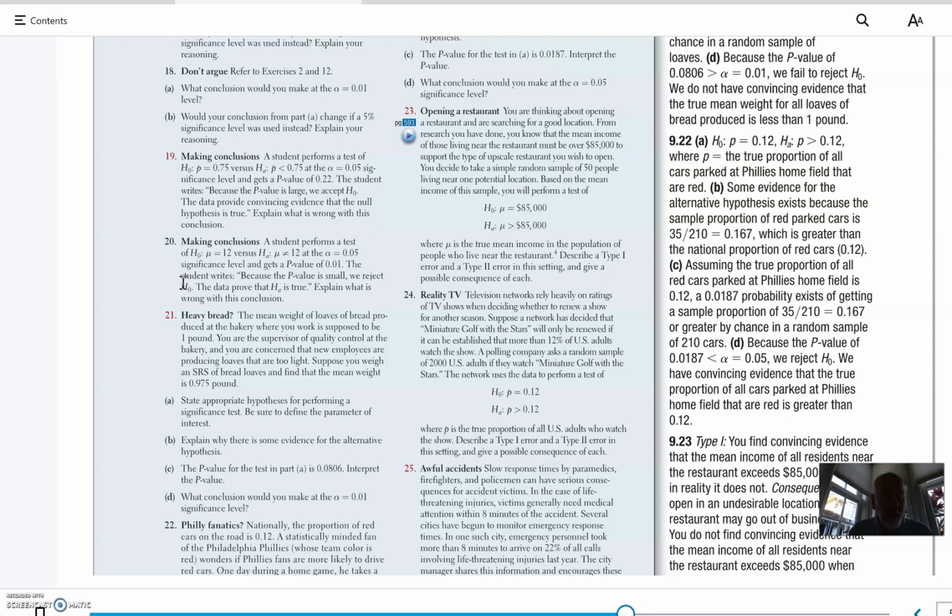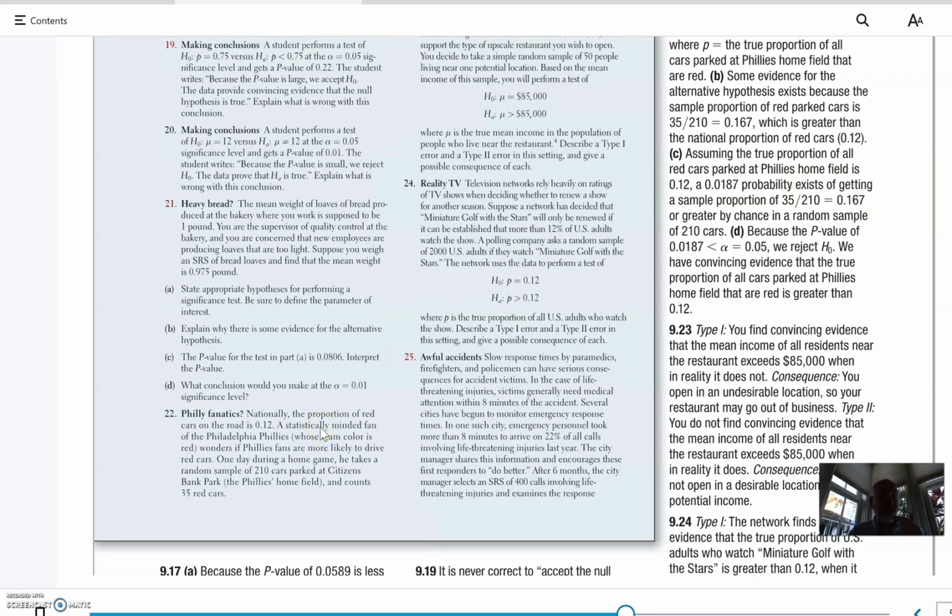And so, good so far. The data prove that the alternative is true. Wow, it doesn't prove it. It says we've got convincing evidence that it's true, but it doesn't prove it like you would think with a geometry proof or a math proof. It just says there's really convincing evidence, so we're going to reject the null, and we're going to go with the alternative hypothesis. But it's still just on the basis of evidence. It's not a proof.